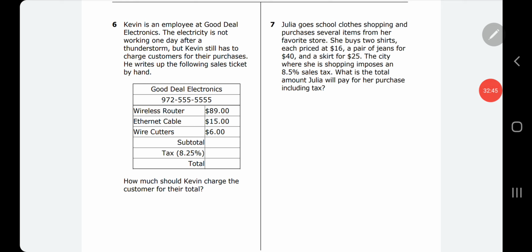All right, so we see Kevin is an employee at Good Deal Electronics. The electricity is not working one day after a thunderstorm, but Kevin still has to charge customers for their purchases. He writes up the following sales ticket by hand. The wireless router is $89, the Ethernet cable is $15, and the wire cutters are $6. So, of course, we need to find the subtotal. The tax is at 8.25%, and we need to find the total the customer will be charged. And like it says, how much should Kevin charge the customer for their total?